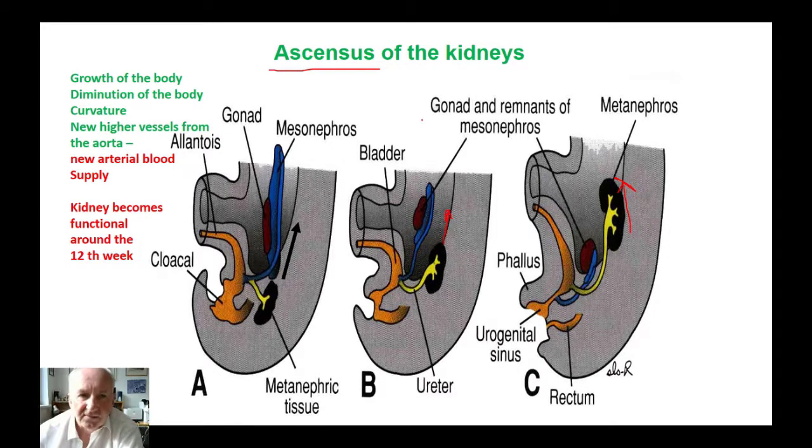So the ascensus of the kidneys is thanks to the growth of the body. The curvature of the body is starting to be more straight. It's not so bended in this region, the body of the fetus, and logically also thanks to this ascensus there will be a new blood supply for the kidney from the aorta. The kidneys come functionally around the 12th week. Really around the 12th week they come functionally.